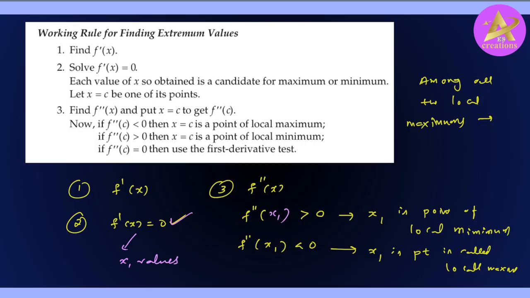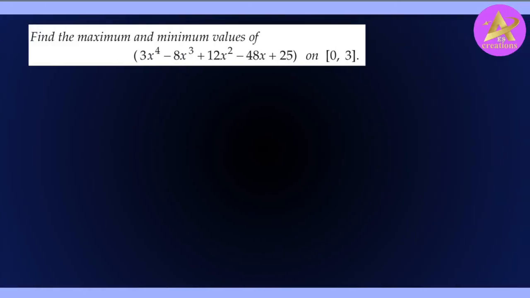Among all the local minima values, which one is the least value? That least minimum value we call simply minimum or absolute minimum. I hope it is clear to everyone. Next we are going to solve some problems.